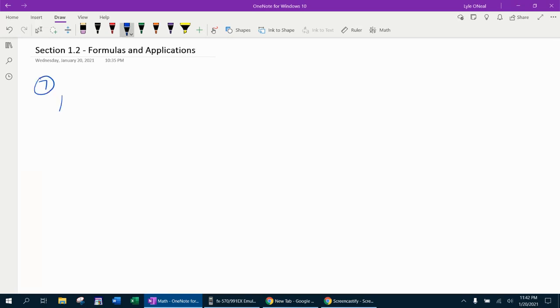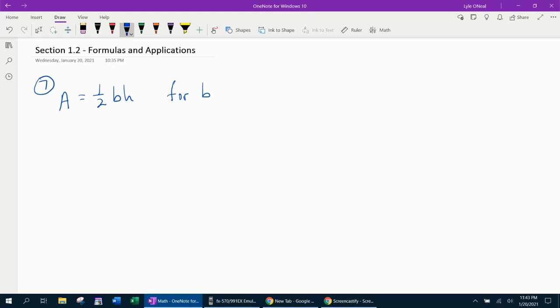And in this problem, we have the formula for the area of a triangle. Area equals 1/2 base times height. They asked me to solve for B. It's going to say solve for B. And so this whole lesson is how to take a formula and manipulate the formula to isolate the indicated variable.